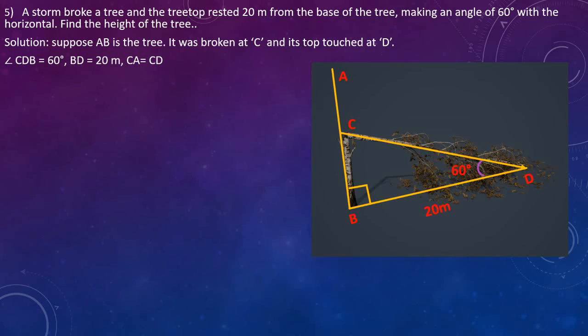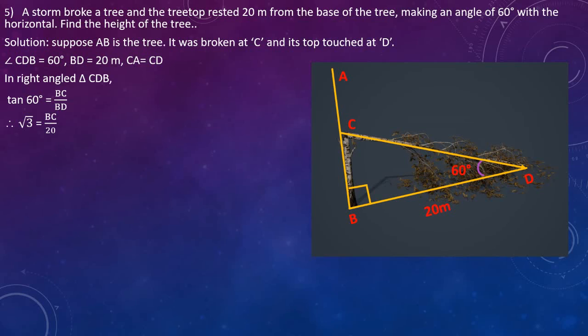So suppose AB is the tree, it was broken at C and it touched at D. Angle CDB is equal to 60 degrees, BD is equal to 20 meters and CA is equal to CD. So in right angle triangle CDB, tan 60 degrees is equal to opposite upon adjacent, which is BC upon BD. So here we need to find the height of the tree, that is AB. In order to find the value of AB, we will first find BC and then AC. After that we will add both the values, we will get the value of AB.